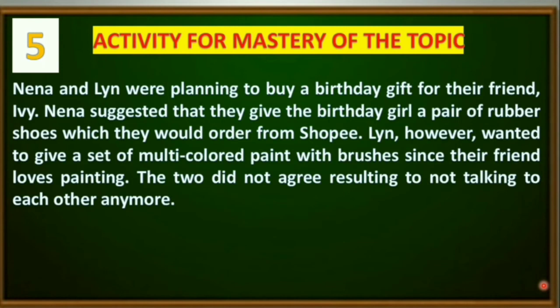Number 5. Nena and Lynn were planning to buy a birthday gift for their friend Ivy. Nena suggested that they give the birthday girl a pair of rubber shoes, which they would order from Shopee. Lynn, however, wanted to give a set of multicolored paint with brushes, since their friend loves painting. The two did not agree, resulting to not talking to each other anymore. What is the conflict?